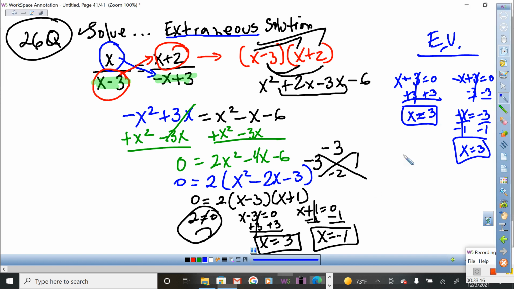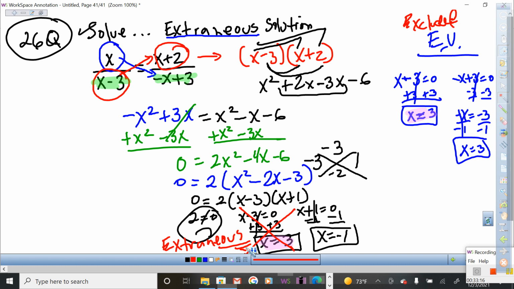According to what we just found, the excluded value is what? 3. What does that mean, Mr. Q? Excluded means that you cannot use it. That's why it's excluded. Wait a minute. But what was our solution? One of the solutions was what? 3. But if it's an excluded value, that means we cannot use that one. So once you identify the excluded value and you find that out, then you need to write there extraneous. So like that, it lets me know that you actually know that we cannot use that solution. Okay?